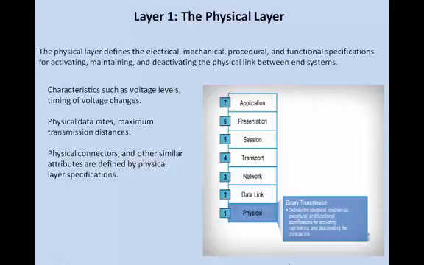As you can see also in this picture, I have taken in very short, it defines the electrical, mechanical, procedural and functional specifications for maintaining and deactivating the physical link. So this is what we have in the physical layer while the data is transmitting over the network. This is a basic thing; we will know in detail in the next video.